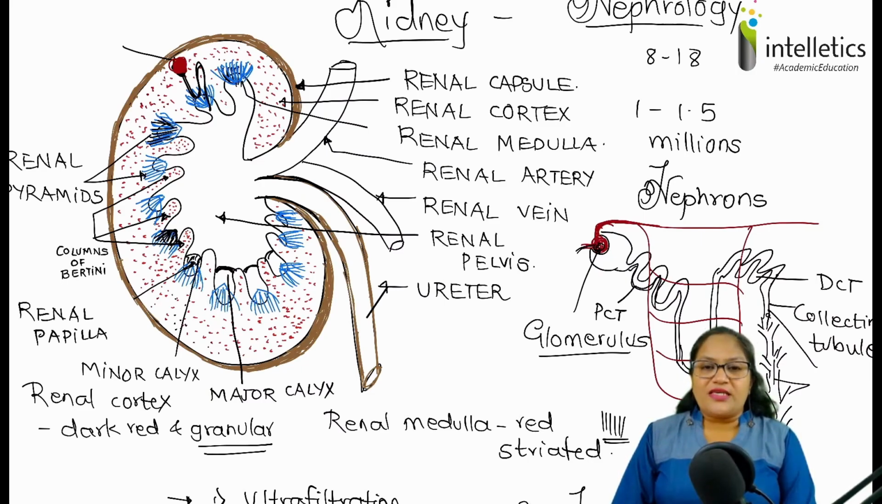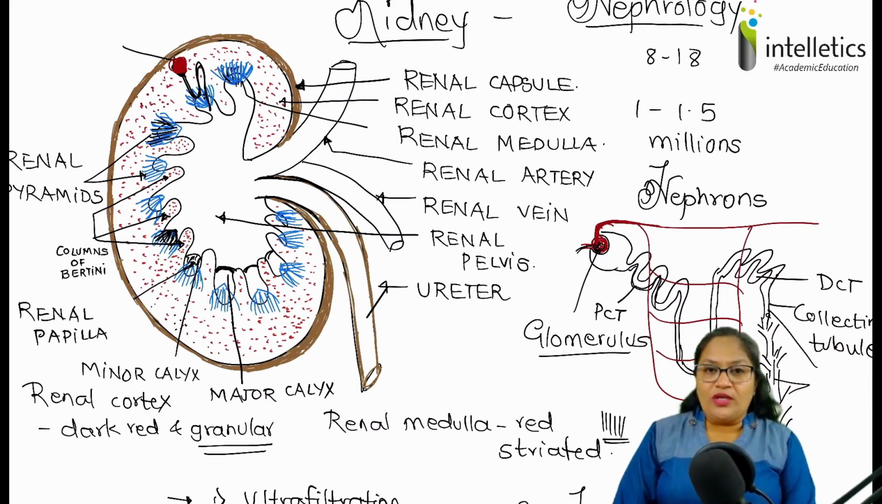Renal cortex is dark red and granular because of the presence of the Malpighian body, along with the glomerulus, obviously. So every dot that we draw depicts the presence of a Malpighian body, and the dark red color is basically because of a rich network of blood vessels present in each nephron, called the glomerulus.